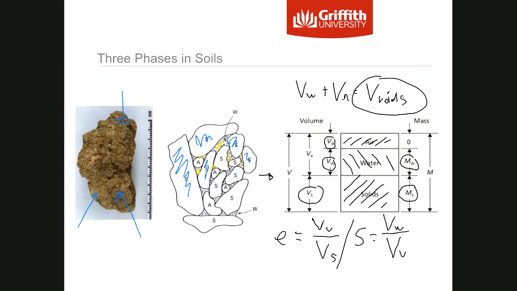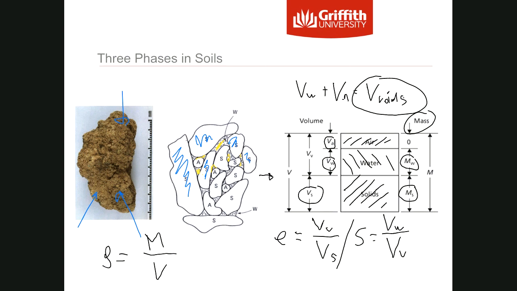Now, if we look at the mass ratios, one of the important things is related to mass. It's density, and you should probably know this from high school or just general knowledge. It's mass of soil divided by volume of soil. So mass of total soil divided by the total volume of soil.